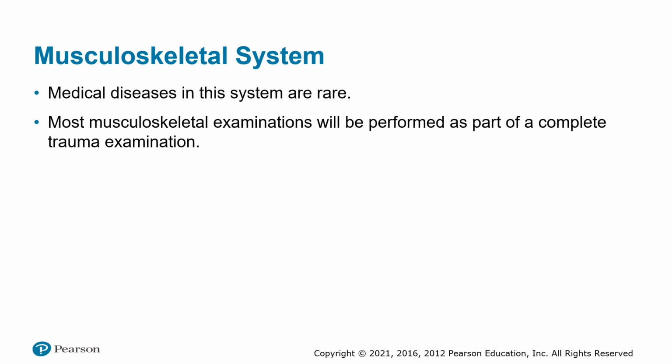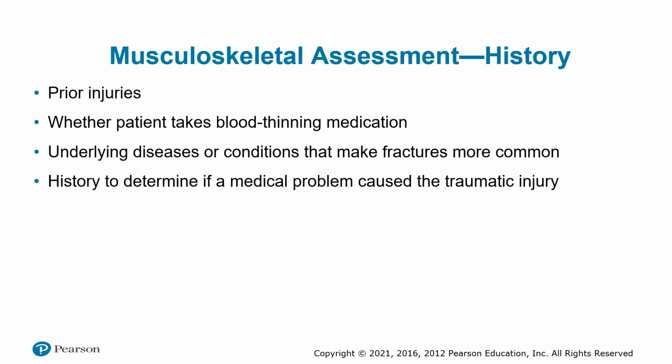Musculoskeletal system. So medical diseases in this system are rare. Typically, when we do any kind of exam or history, it's going to be a trauma type exam. So we're going to look at any kind of prior injuries. We do want to know if the patient is taking any kind of blood thinning medication because there's a lot of blood in the bones, and if they're taking a blood thinner, then the patient could bleed out more easily.